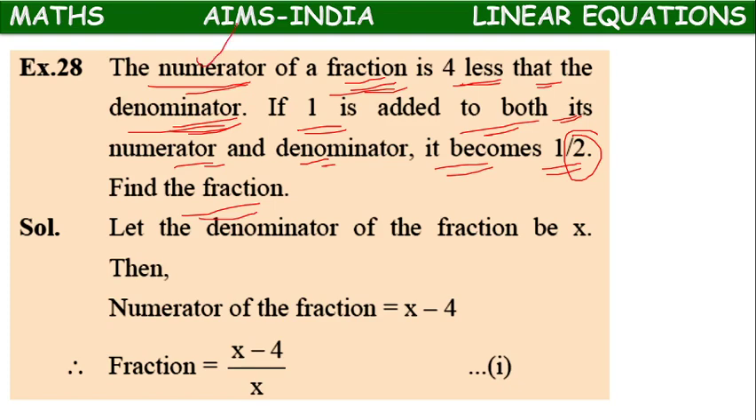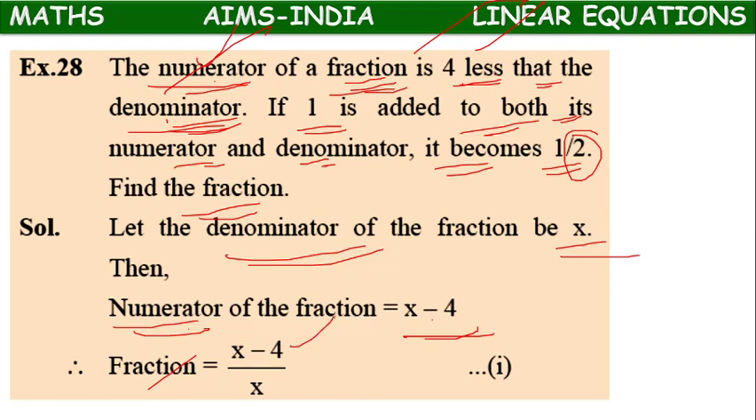So they are telling us the numerator is 4 less than the denominator. So let's take the denominator as x. Then what about the numerator? 4 less than the denominator, meaning x minus 4. Now what is the fraction? Numerator x minus 4, denominator x. This is the given fraction.